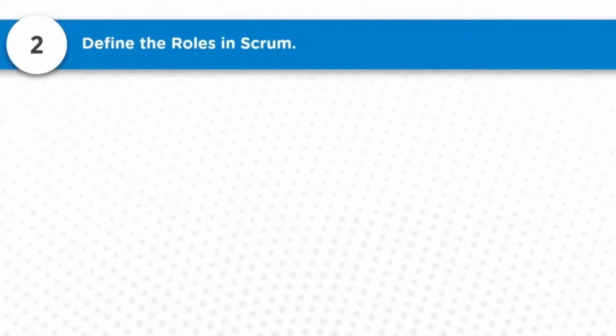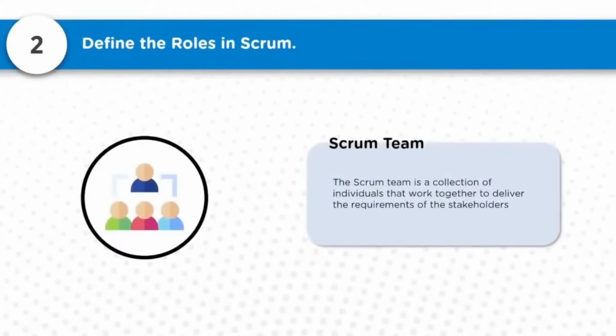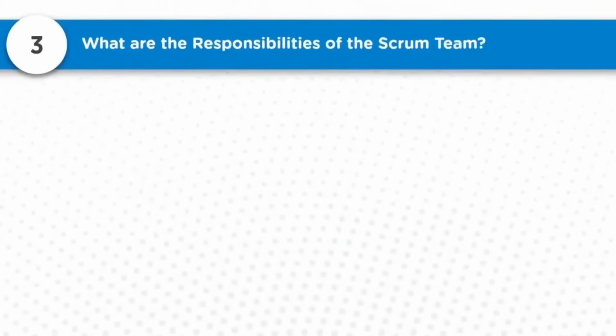The next role is the Scrum team. The Scrum team is a group of individuals who work together to deliver the requirements of the stakeholders. A Scrum team is generally of the size 5 plus or minus 2, and is self-organizing. The team members have various different capabilities, and each of their capabilities complements the others to accomplish the results required. So question number 3: what are the responsibilities of the Scrum team?